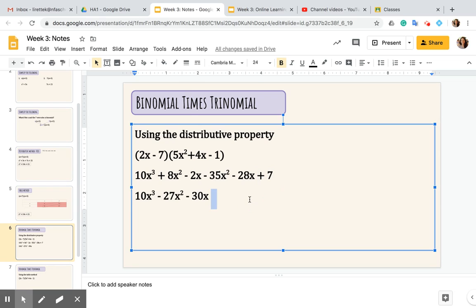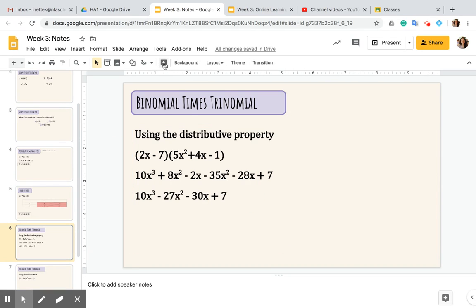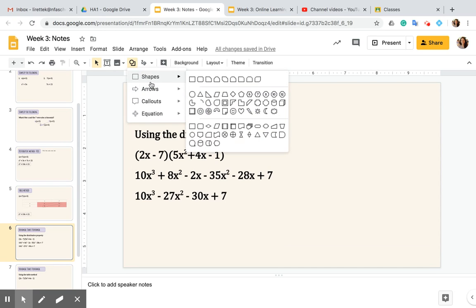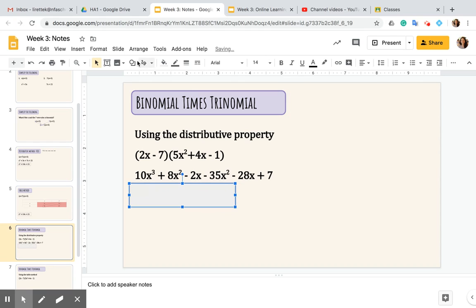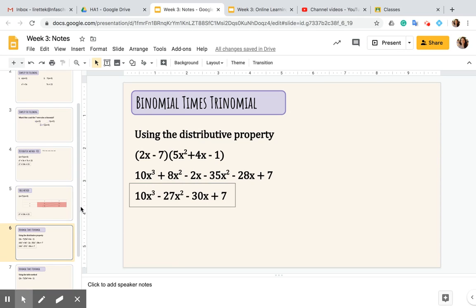And then I've got a constant, which does not have anything it can get combined with, so I just bring it down for the ride. Here is my final answer. 10x cubed minus 27x squared minus 30x plus 7. It is a cubic 4-term polynomial.